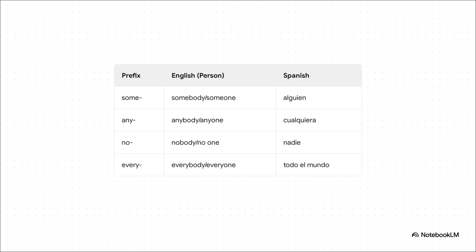Okay, let's start with the people family. Just look at the pattern. You see those prefixes? Some, any, no, and every? You just tack on body or one to talk about a person. So some becomes somebody, no becomes nobody. It's a simple, repeatable little formula, and you're about to see it again.